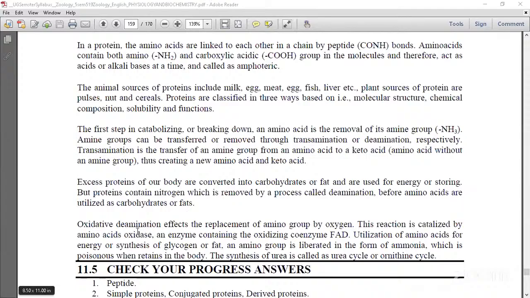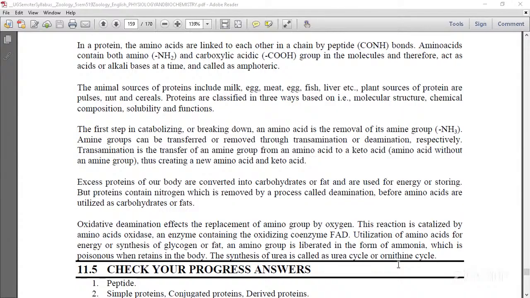Here, the oxidative deamination affects the replacement of the amino group by oxygen. This reaction is catalyzed by amino acid oxidases, the enzymes containing the oxidizing cofactor FAD, for utilization of the amino acid for energy or synthesis of glycogen or fat. The amino group is liberated in the form of ammonia, which is a poisonous material that would be retained in the body.